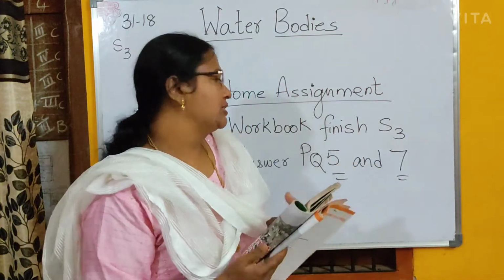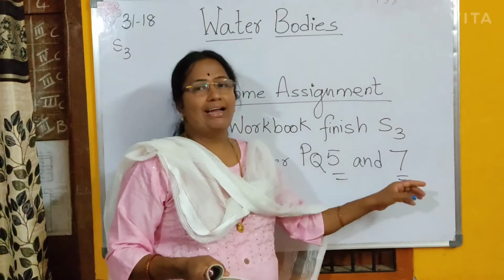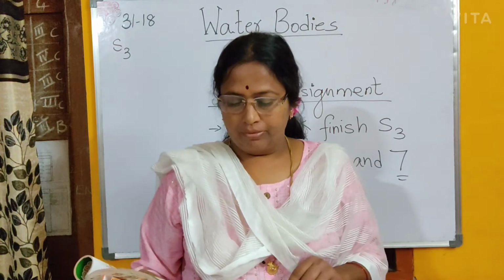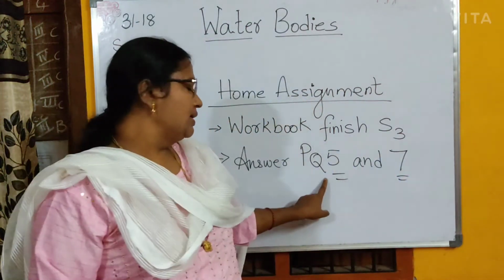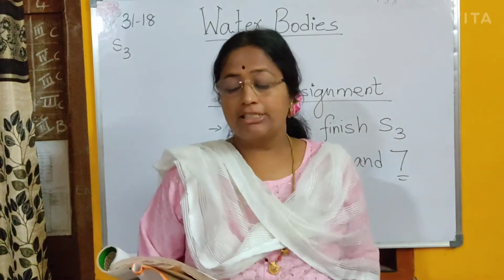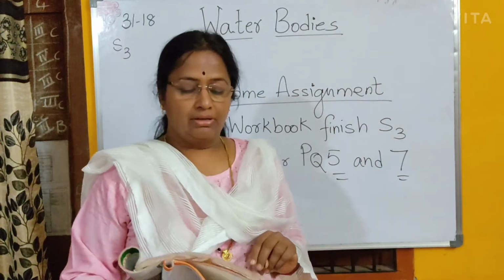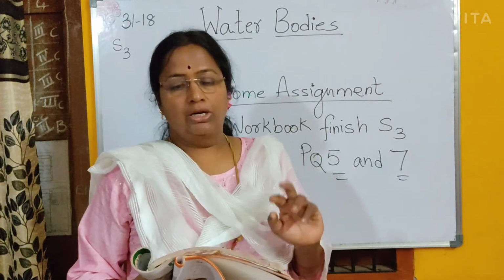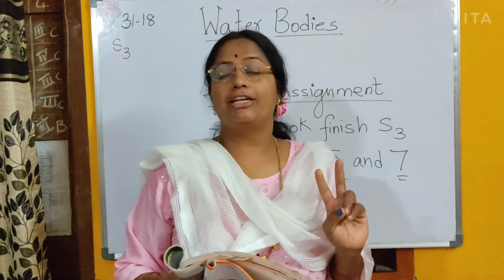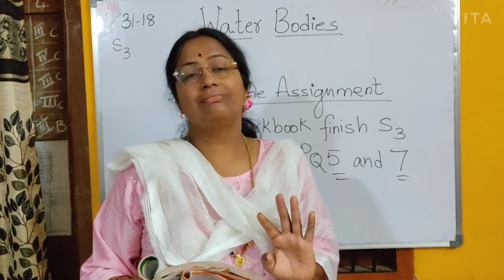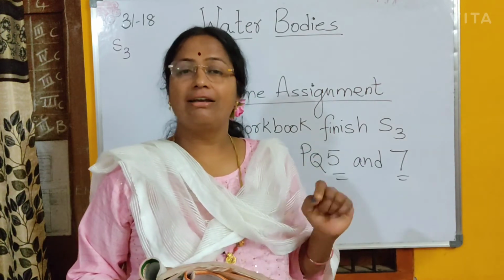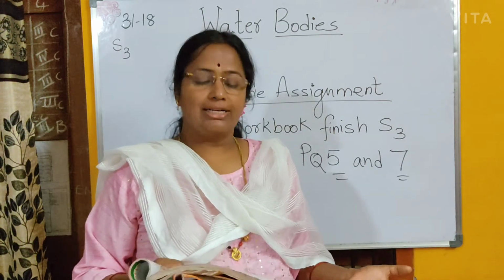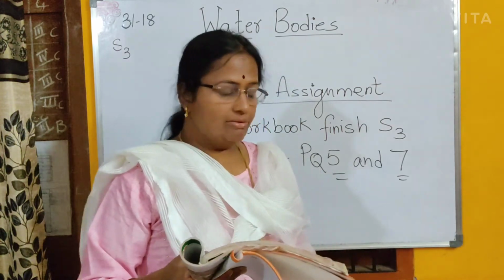Now for the practice questions. Answer practice question 5 and 7. Practice question 5 and 7 are on page 116. Fifth one, this one. Name 2 freshwater bodies and 2 saltwater bodies. 2 freshwater bodies are pond and a river. 2 saltwater bodies are sea and ocean. Pond and river are freshwater bodies. Sea and ocean are saltwater bodies. That's all.